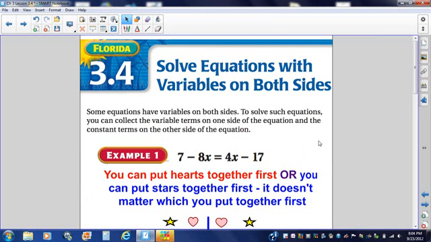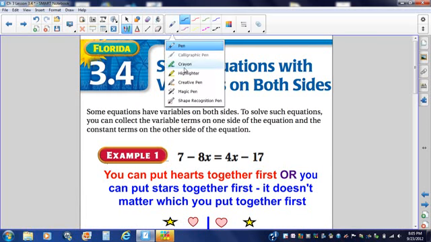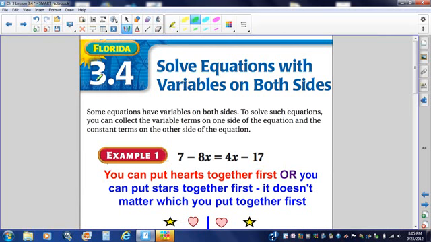Alrighty, here we go. Today's notes is going to be on lesson 3.4, solve equations with variables on both sides. So please write in your notes/homework spiral, lesson 3.4, solve equations with variables on both sides.